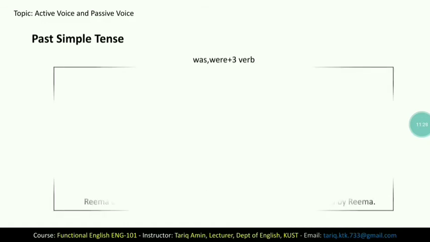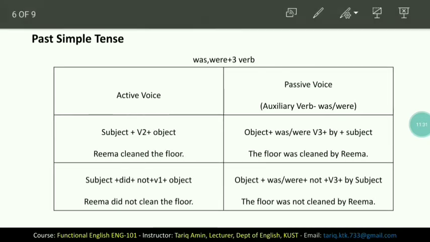Okay, past simple tense. This is the structure: subject plus second form of the verb plus object. Rima is the subject. Cleaned is the second form of the verb clean. Clean is the first form of the verb, and cleaned is the second form of the verb. And then the floor. Rima cleaned the floor.